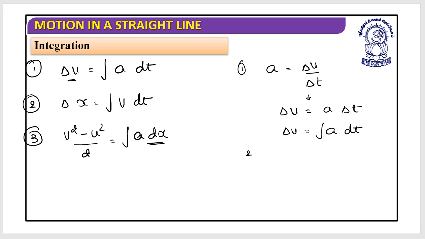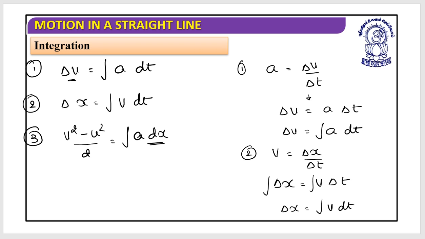Just observe and tell me what your conclusion is. We know that v equals delta x by delta t. We also know that delta x equals v into delta t. So if I integrate this, I can have delta x equals integration of v dt. Now what do you conclude from this?